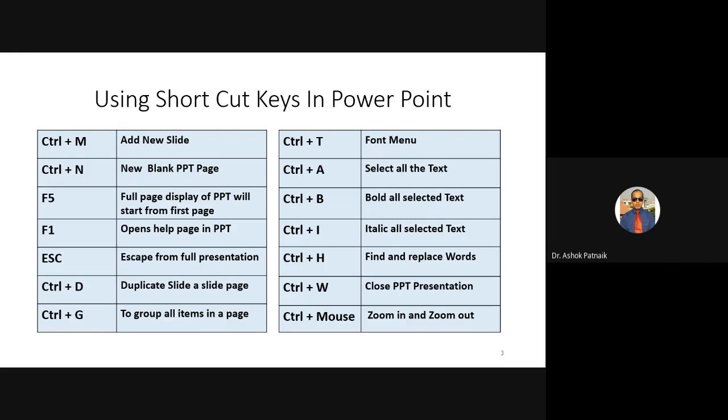Control A, Control Z, Control C, all these things we know. Similarly, Control B is used for making bold all the text. Control I is used for italic. Control H is to find and replace a word. Maybe you have made a mistake in typing some name or some digit or something like that. Then you want to change it.